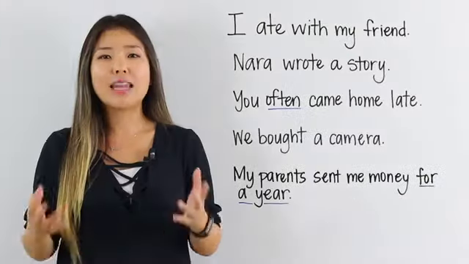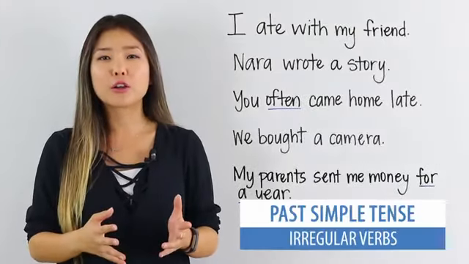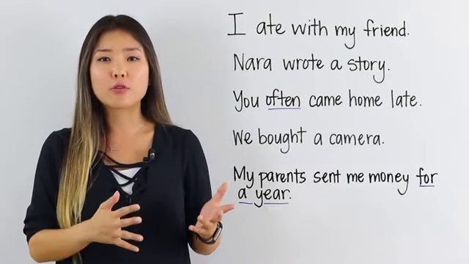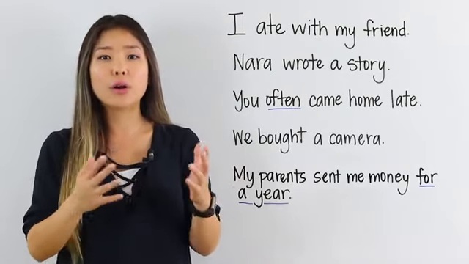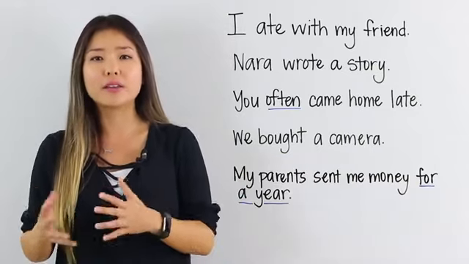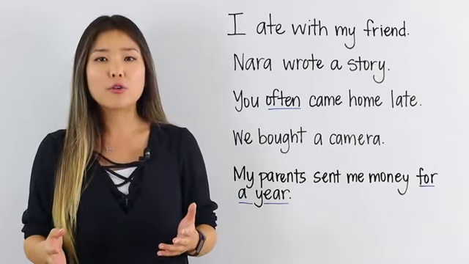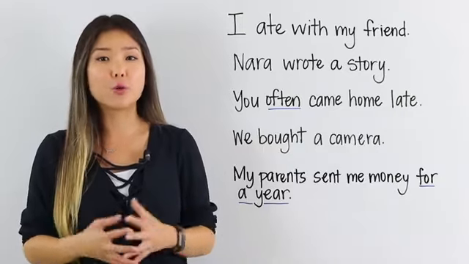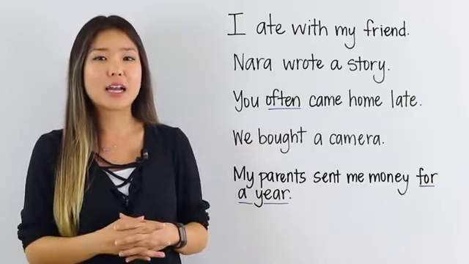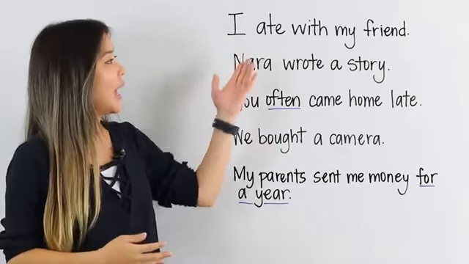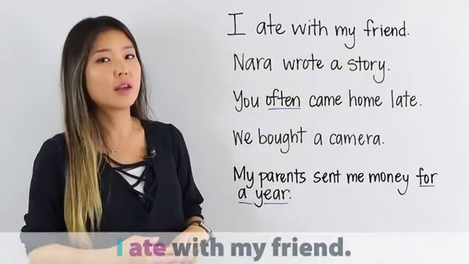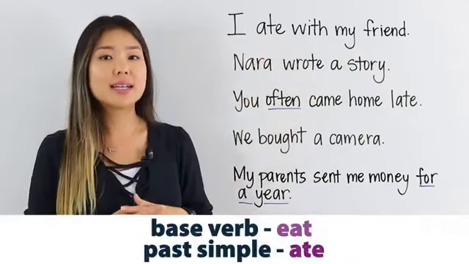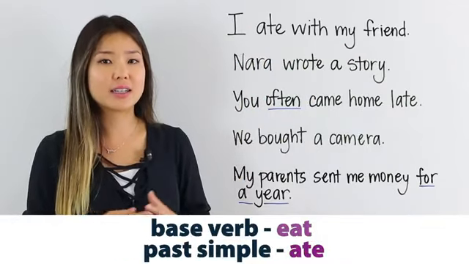Let's move on. Now, I'll talk about irregular verbs in the past simple tense. Remember, for regular verbs, we only add d or ed to make a verb into the past tense. However, for irregular verbs, we have to change the verb in a different way. Let's take a look at some examples. I ate with my friend. The verb here is ate. Ate is the past simple tense of eat.